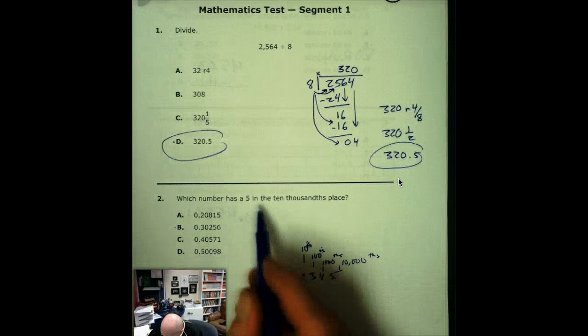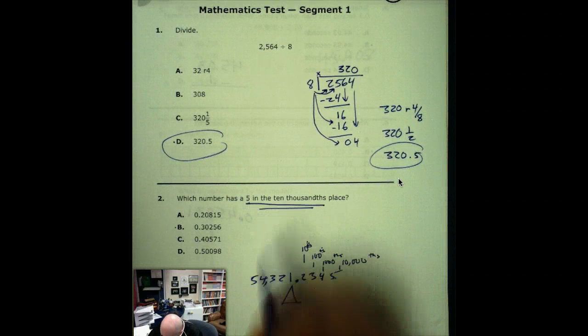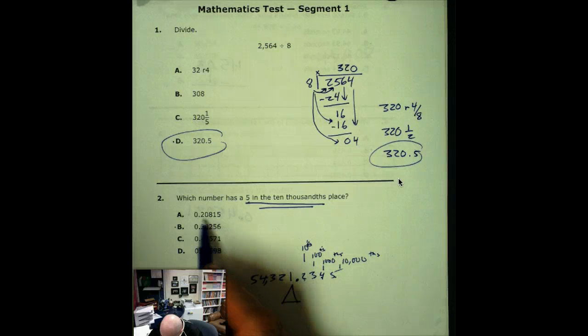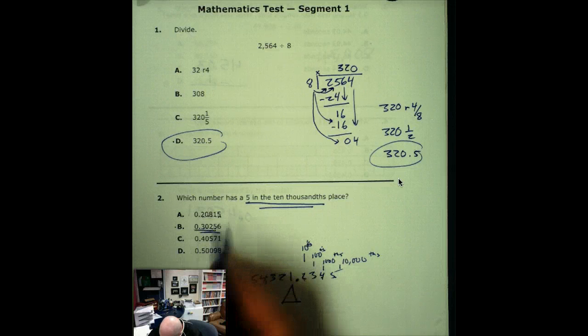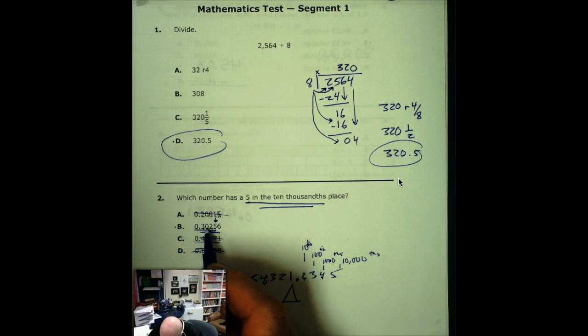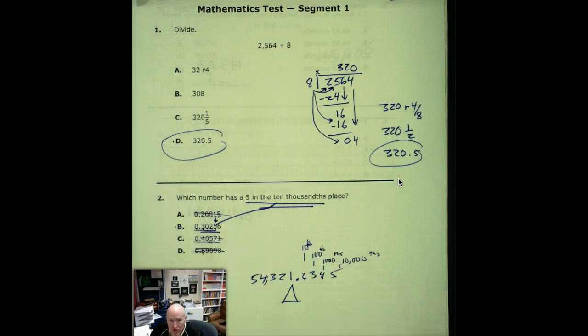So we're looking for which number has 5 in the 10,000ths place. I'm looking for the 4th decimal deep here. Let me see. The 5 here, this is 1, 2, 3, 4. That's in the 5th spot. That's not it. 1, 2, 3, 4. This one right here looks like it's 5 in the 10,000ths. This one here, nope. That's in the 3rd spot. That would be in the thousandths. This one would be in the tens. So these ones here don't appear to be correct. Let me just double check. Tens, hundreds, thousands, 10,000ths. So there we go. There's my answer. B. All right.